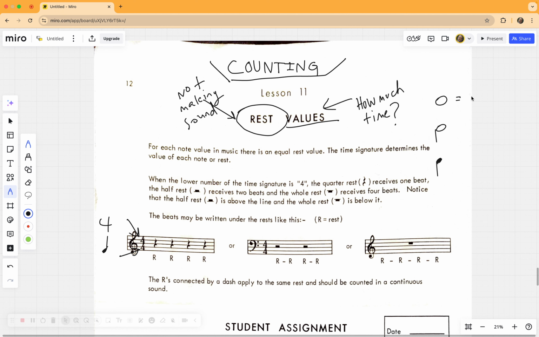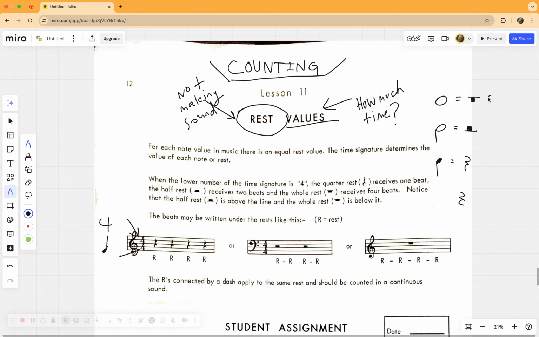Well, they all have a corresponding rest. So, a whole rest looks like this. I say it looks like a hole in the ground. A half rest looks like a little top hat, right? And a quarter rest looks like a little squiggle. When I draw it, I think the number 2, and I add a little C at the tail end of it. So that's the quarter rest. That's what it looks like.